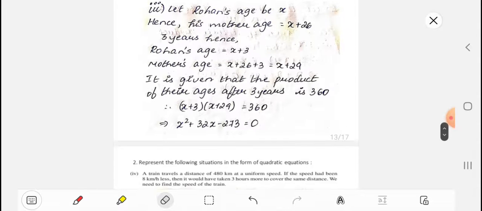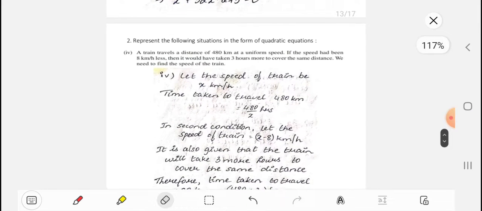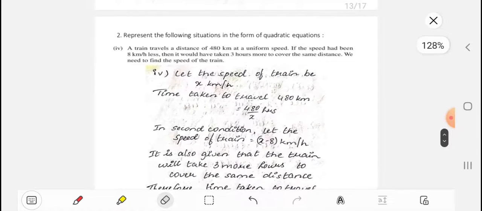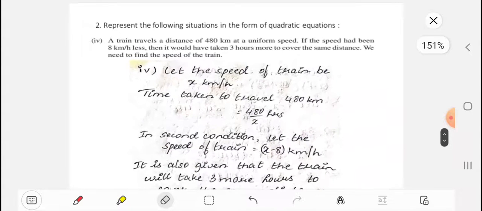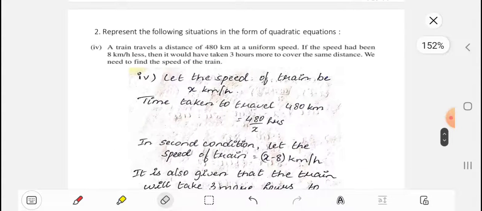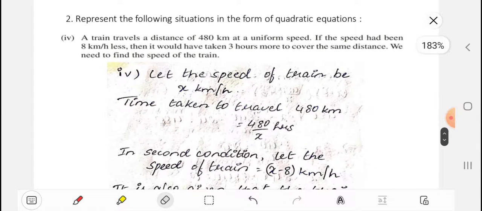Let's move ahead further. Represent the following situation in the form of a quadratic equation. Fourth sub-question, let me go a bit slower for this. A train travels a distance of 480 kilometers at a uniform speed.